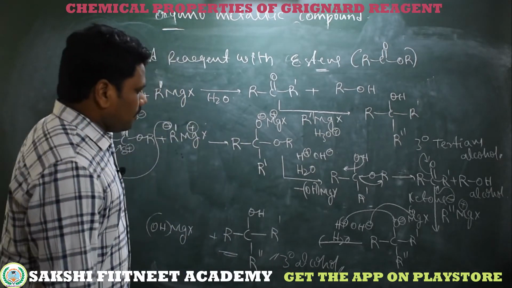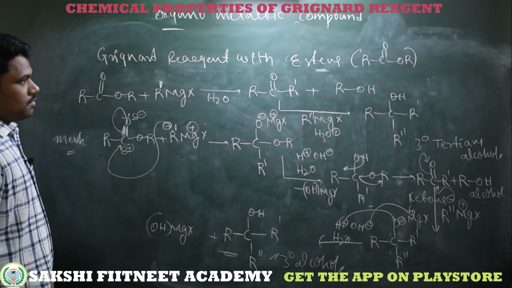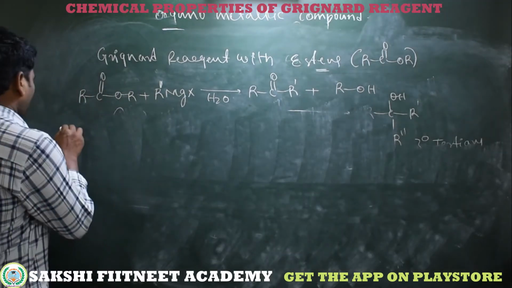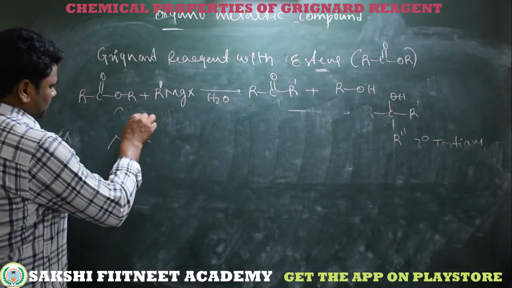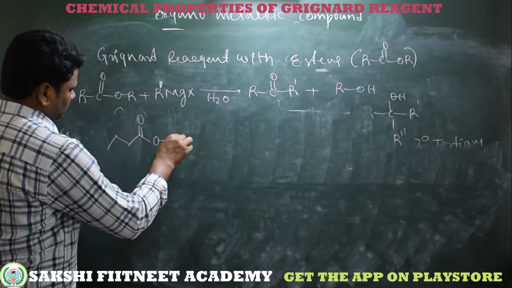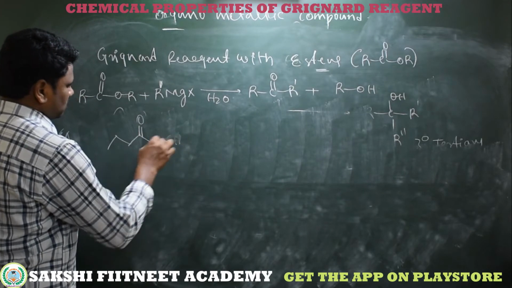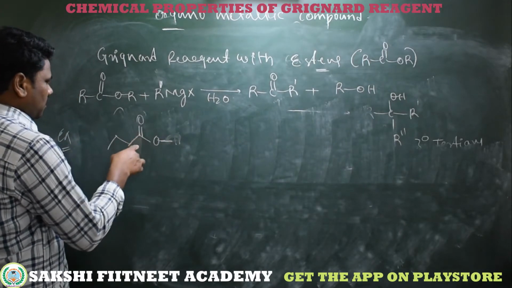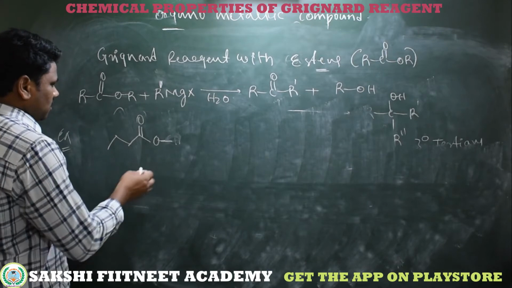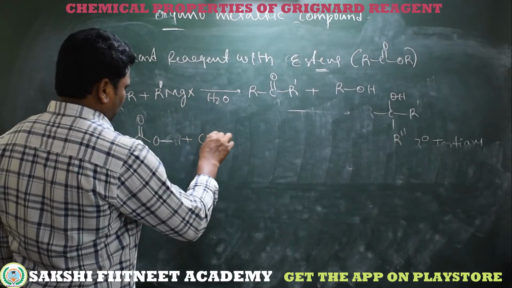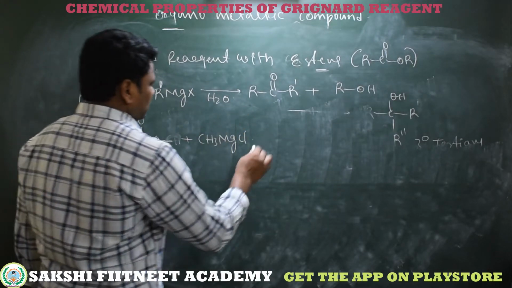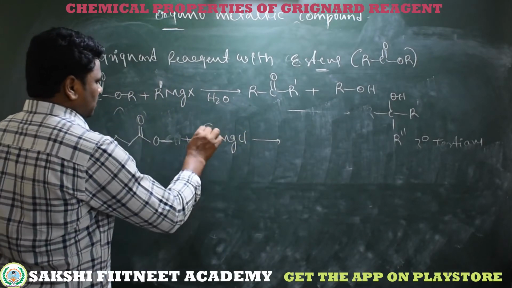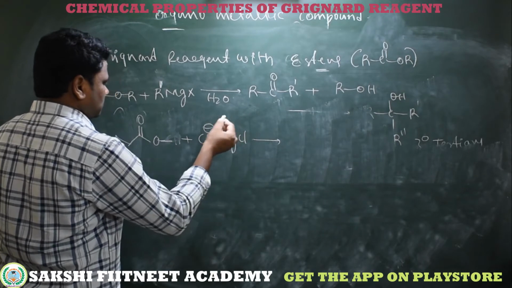So here I am taking 2 to 3 examples, then it becomes very easy. Simply, I am taking examples. So this is a methoxy bonded to the carbonyl carbon. This side we have an alkyl chain. With this, a methyl Grignard reagent is going to react. So CH3 minus MgX plus, simple.